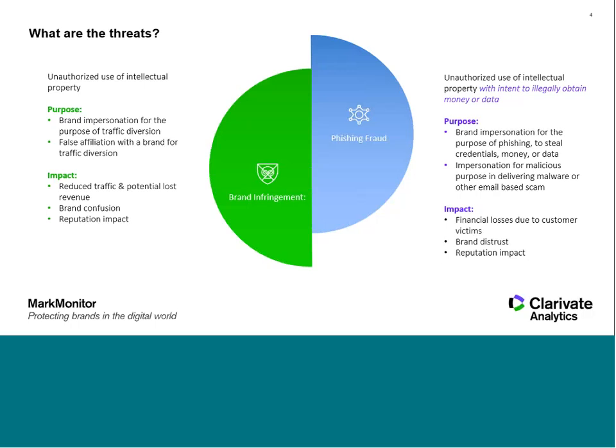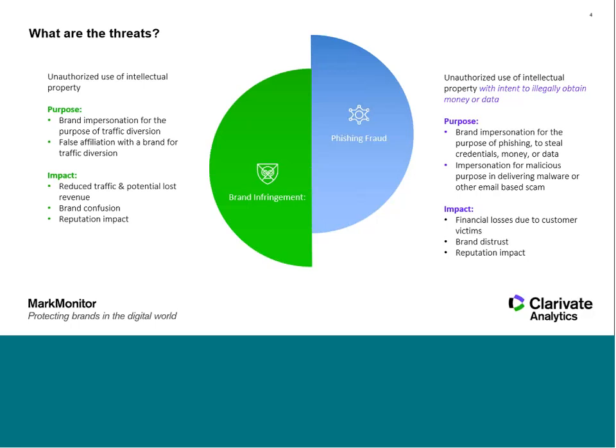Essentially, in phishing fraud, the threat actor or fraudster or bad guy or whatever you choose to call them will impersonate a brand through social engineering tactics to steal credentials from unsuspecting customers of that targeted organization for monetary gain. Sometimes their intent is to steal intellectual property for resale. Sometimes they're impersonating the brand to deliver malware, and some are just email-based scams misusing the brand name.